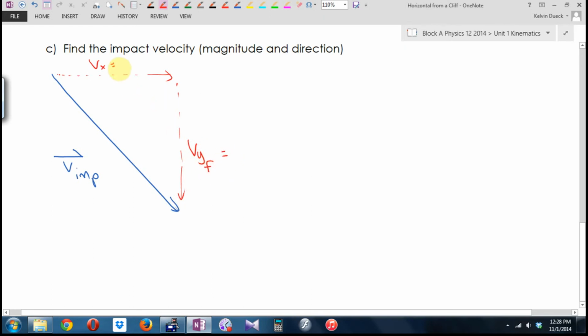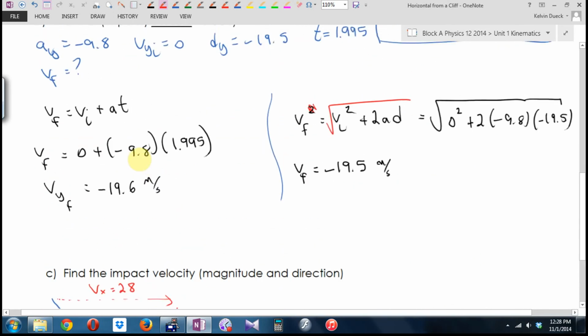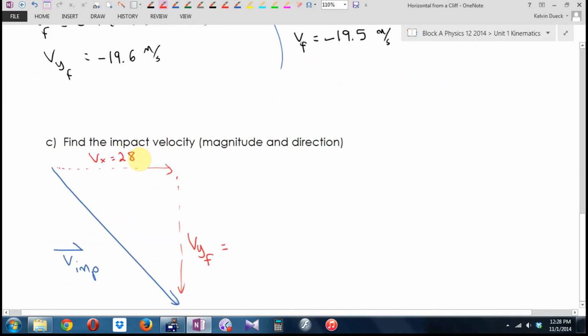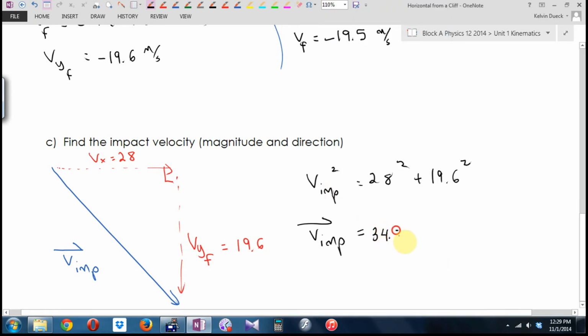Where Vx was, what was it, 28? Because that doesn't change. And Vy final, now I have just calculated it. If I hadn't calculated it, I'd have to do that right now. And I got a Vy final of 19.6. I dropped the negative here because the arrow is pointing down, which implies negative. How can I find the magnitude now? Well, this is going to be straight Pythagoras. This is going to be V impact squared equals 28 squared plus 19.6 squared. The impact velocity is going to have a magnitude of 28 squared plus 19.6 squared, square root, 34.2 meters per second.